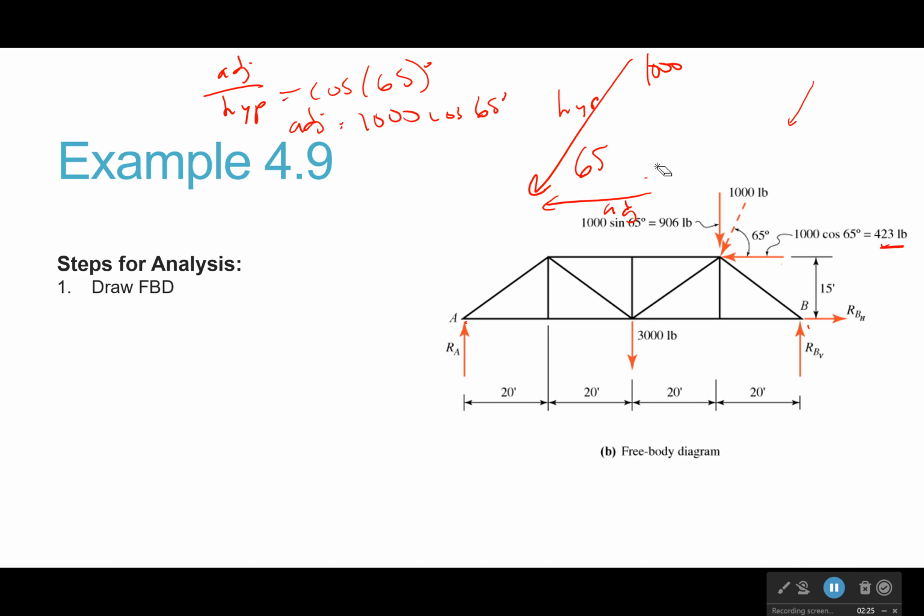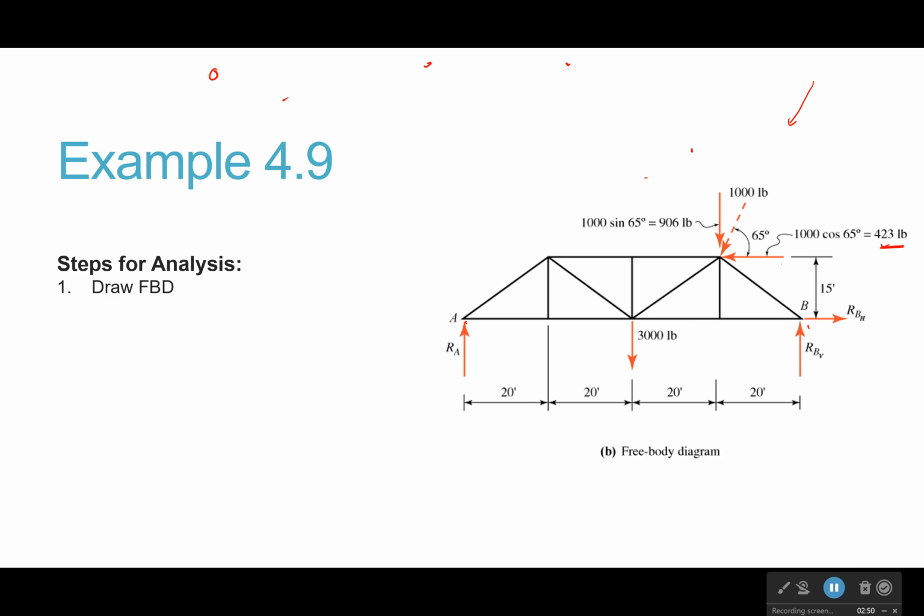And as you might be able to guess, this is opposite over hypotenuse. And so for that one, I would simply change this. Instead of cosine, I'm going to use sine. Because it's opposite over hypotenuse. And I get that 1,000 sine of 65 is 906 pounds. Okay, everything's hunky-dory. So now, let's do my equations of equilibrium.